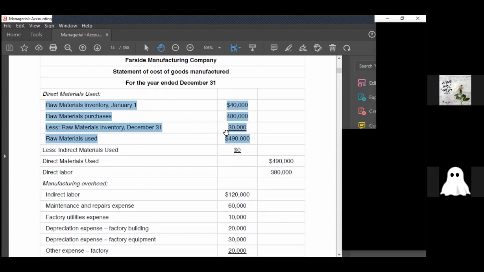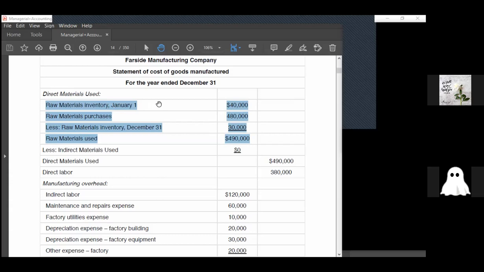So we add all the raw materials and we reduce the indirect material used. So let's say it was the same furniture manufacturing company, the factory that makes furniture. If that was the statement here, we will have the raw materials over here. Raw materials will include furniture, glue, nails, wood, cloth, everything will be here.